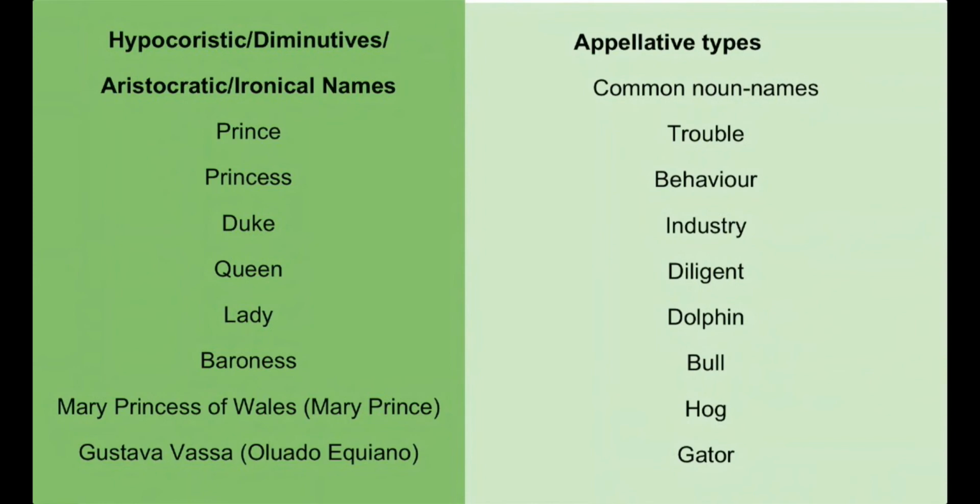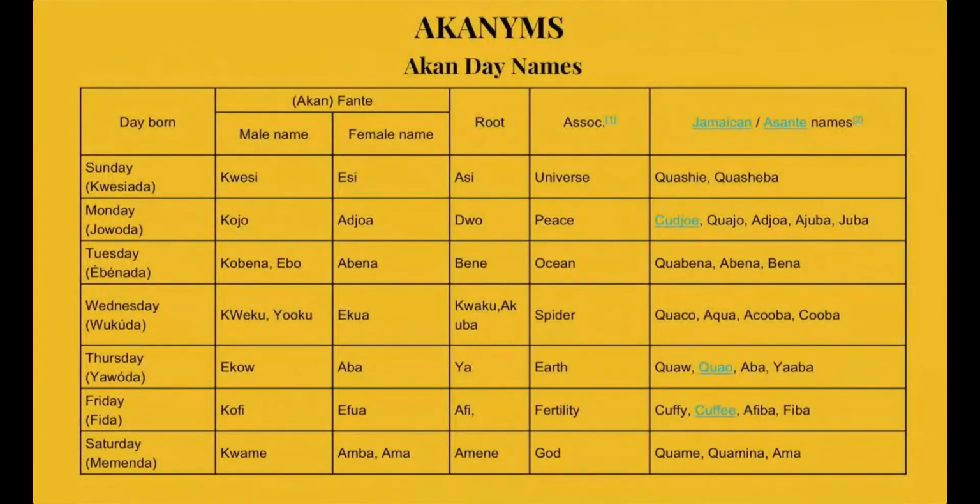We have hypocoristic names. Some of them we call ironical names: Prince, Duke, Queen. They were usually condescensions and the result of bad humor. And the acronyms basically are two sets of names, male and female, each name representing a day that you were born on, and each one representing a sort of deity: the universe, peace, ocean, spider, earth, fertility, and God. The African names are very special because they are the only endonymic forms of naming that came into the Caribbean from Africa, meaning these were names that people might very likely have given themselves.